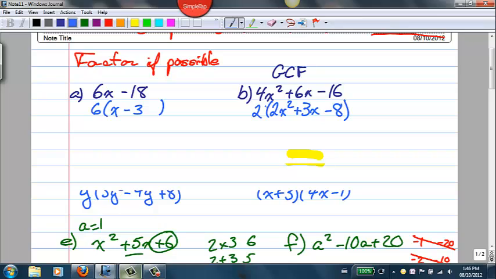Same thing in question B. It's just that for my greatest common factor, now I have to look at 3 different terms. I see the 4, so I wonder if 4 goes into 6. It doesn't. But the next number that does is 2. So 2 goes into 4, it goes into 6, it also goes into negative 16. What do I multiply 2 by to get 4x squared? Must be 2x squared. 2 times what to get 6x? Must be 3x. 2 times 3x equals 6x. And 2 times negative 8 equals negative 16.